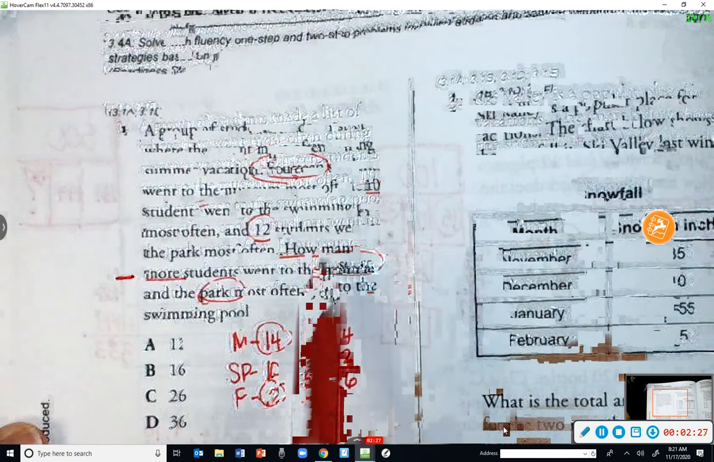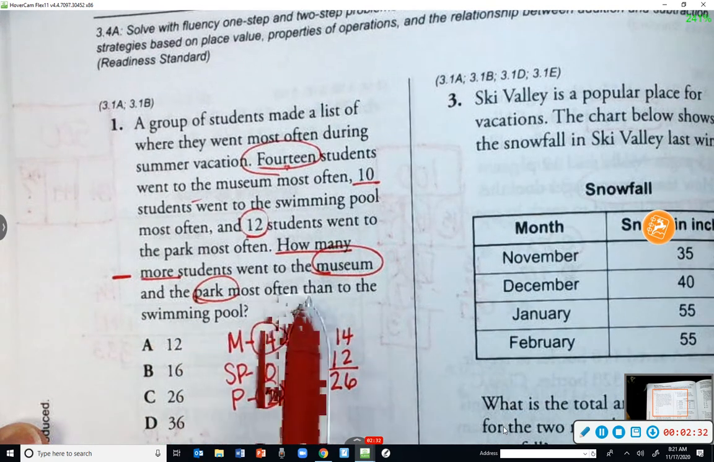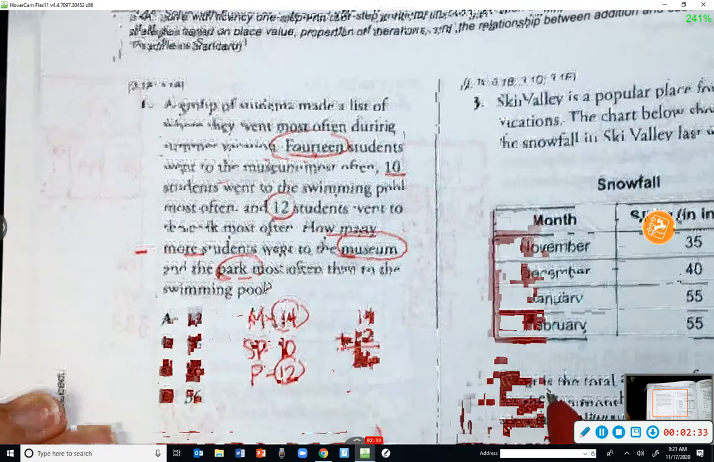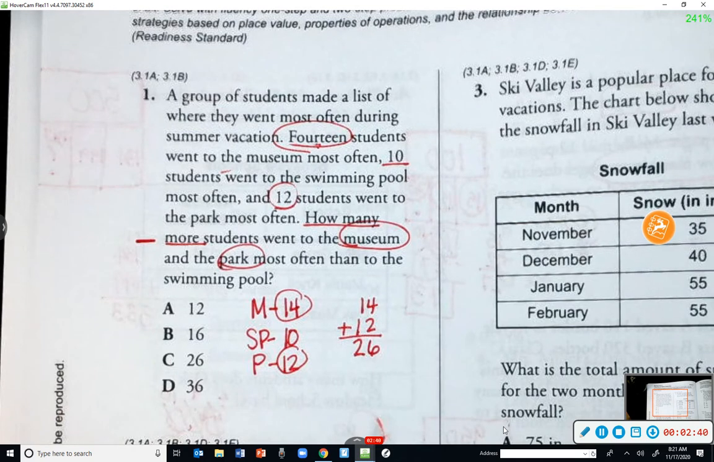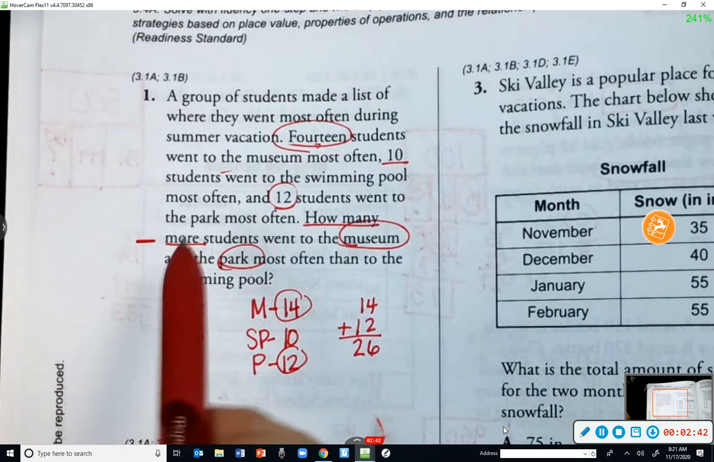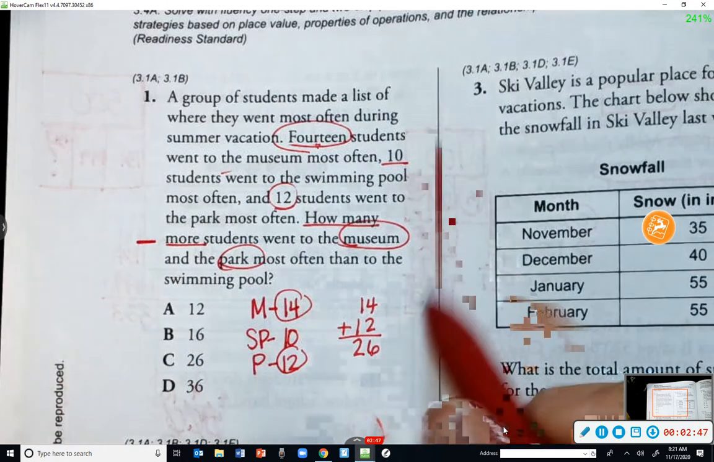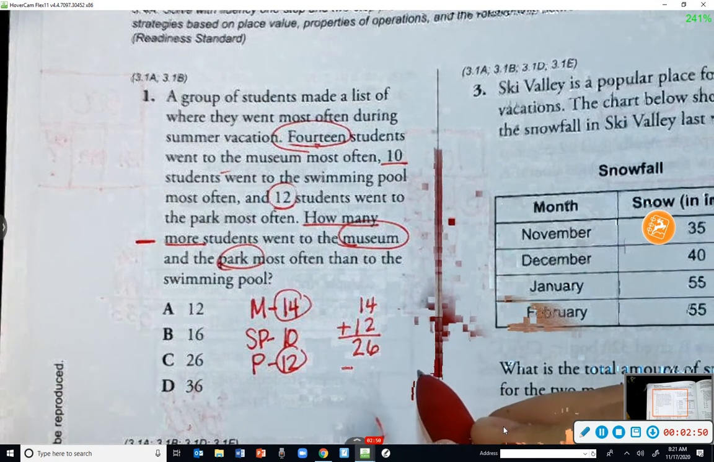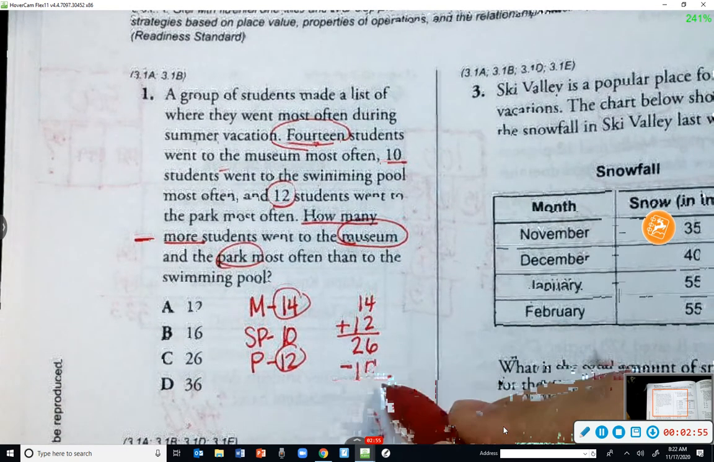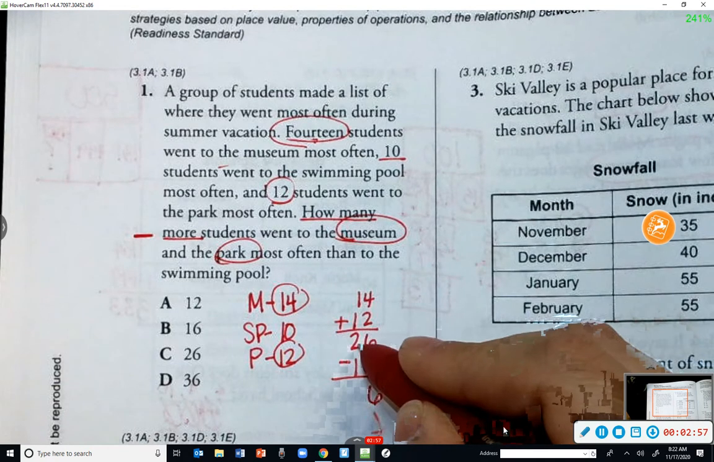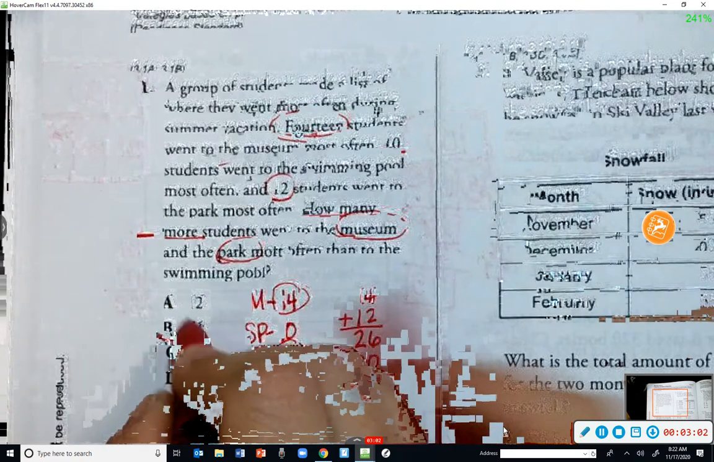Okay? So how many more students went to the museum and the park most often than to the swimming pool? Okay, so what do we do with swimming pool now? We subtract. Subtract. Good. That was my second step. We wrote the subtraction symbol here, so we need to make sure we do that. We're subtracting swimming pool, which was 10. 6 minus 0 is 6, and 2 minus 1 is 1. So 16 should have been your answer, B.